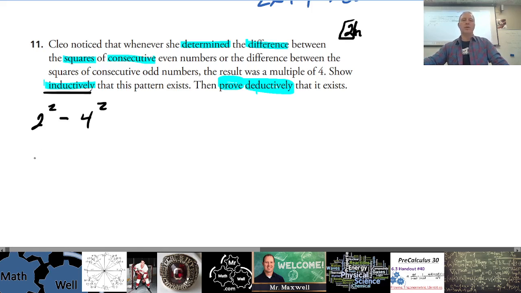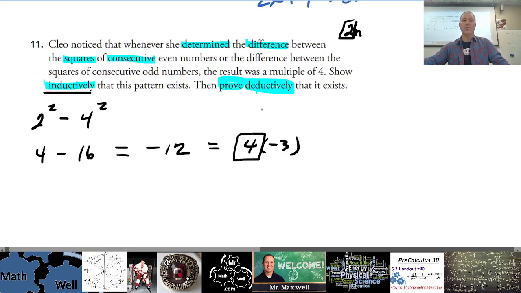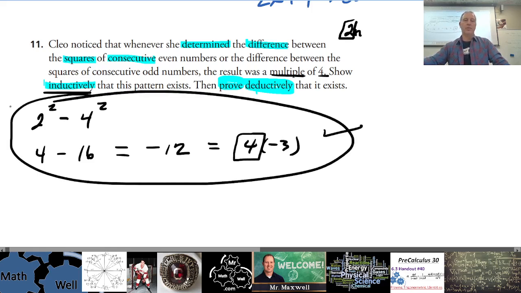So what is this? This is 4 minus 16. So that's going to be negative 12. Now, is negative 12, as an example, a multiple of 4? Yeah. It is, because negative 12 could be written as 4 times negative 3. So 4 is a factor. So it is a multiple of 4. Check. This one checks out. Does everyone see how that first example checks out? Yeah. Okay, let's do another one.